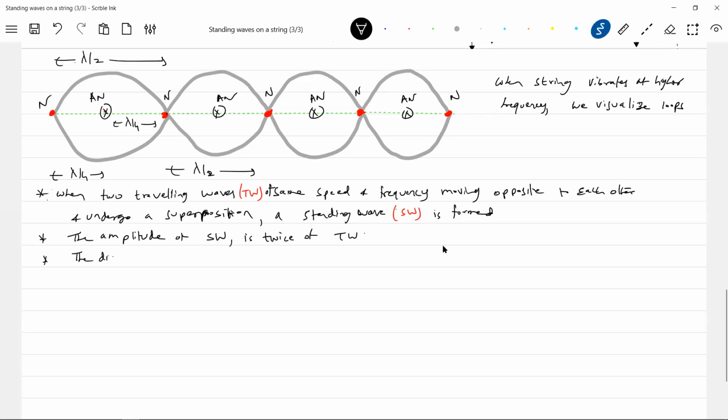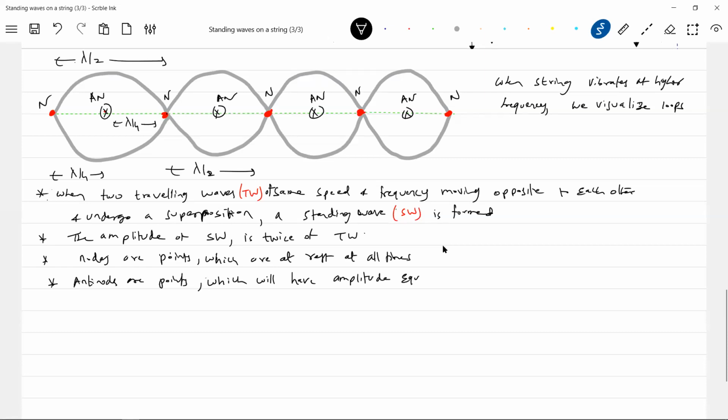First, regarding nodes: nodes are points which are at rest at all times. Next, what about antinodes? Points which will have amplitude equal to that of the standing wave. Next again.